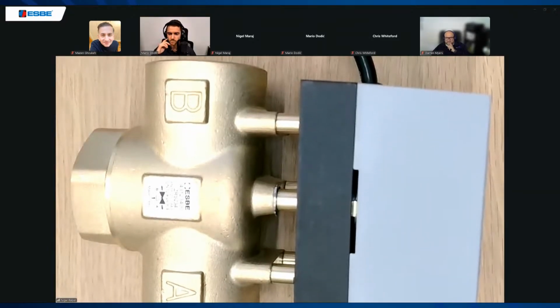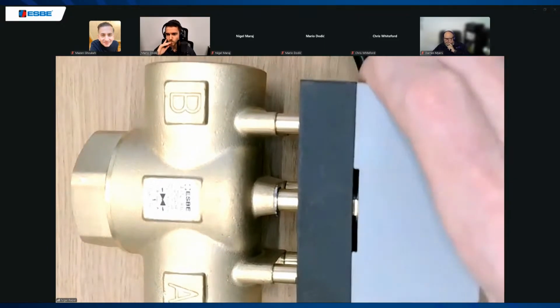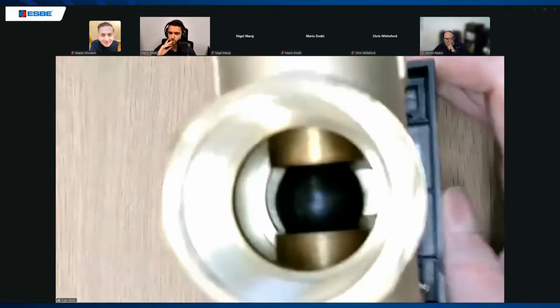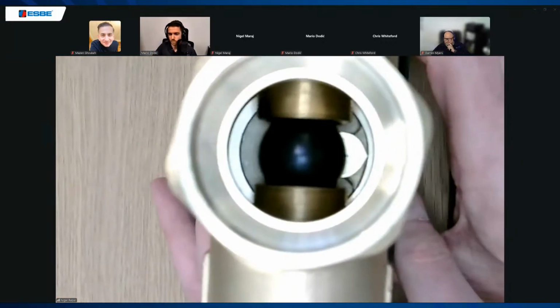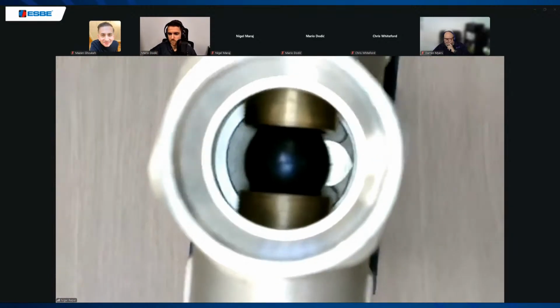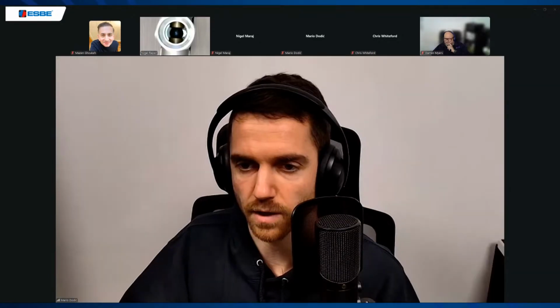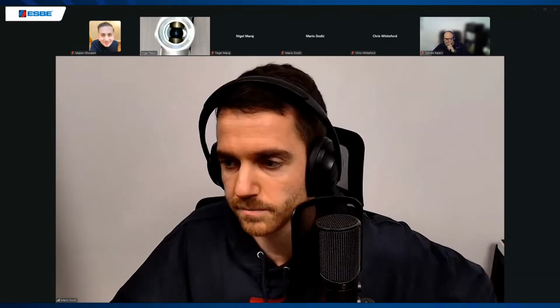So this is the motorized ball valve, and I'll try and show the inside. Again, we struggled with focus the other day when we had a trial with that. But we can see the ball. So you can see the ball. Yes.